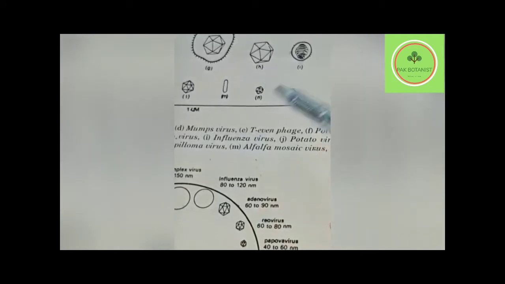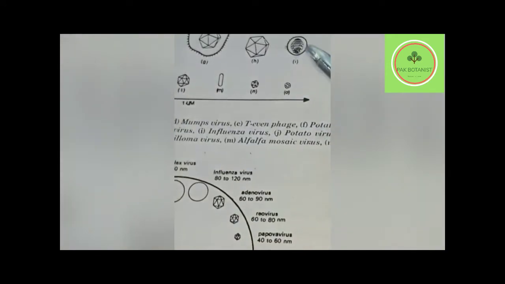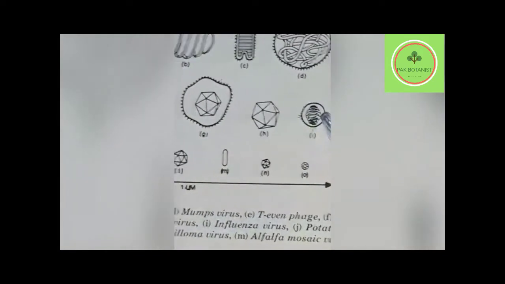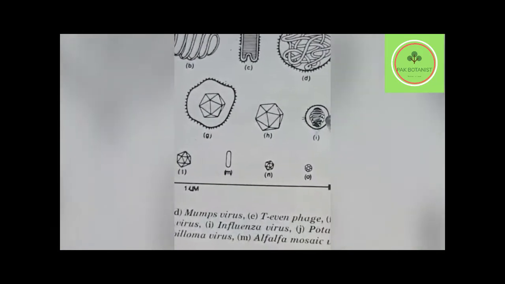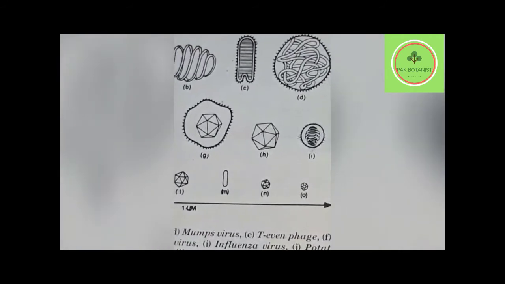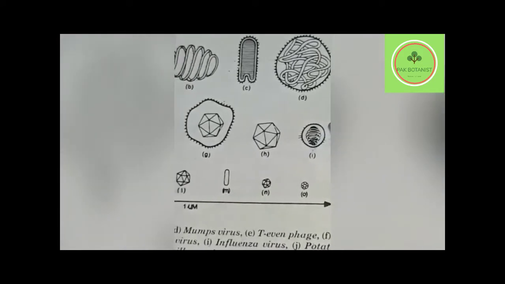And next is again a head virus. This is just the head, and it is also surrounded by an envelope. This is the influenza virus, which causes the flu and these conditions. So this is the influenza virus, and you see it is a structured virus.